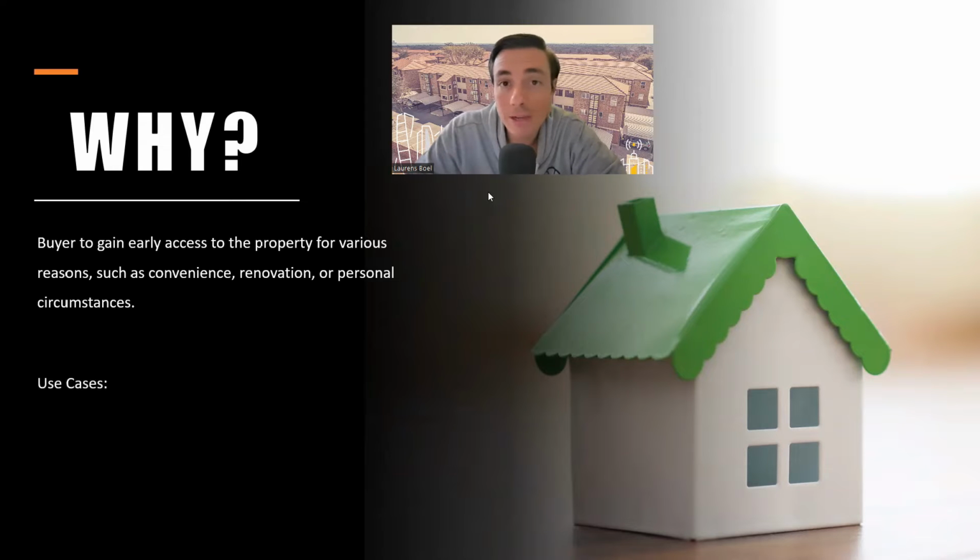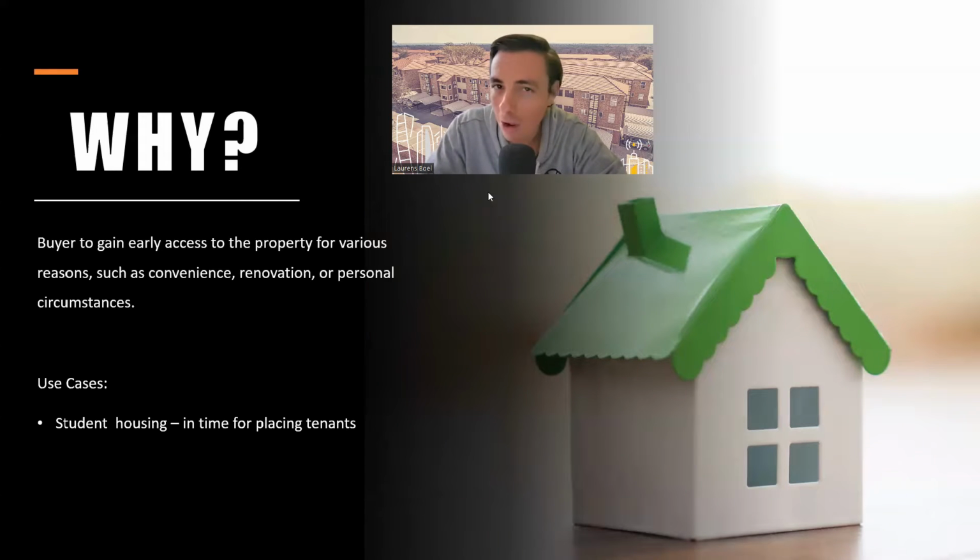I've used the early occupation clause twice for two different use cases. The first one was because of student housing. Now, students is a great strategy and very lucrative, but it can be quite complicated to get right. And one of the things you have to get right with student housing is the timing.